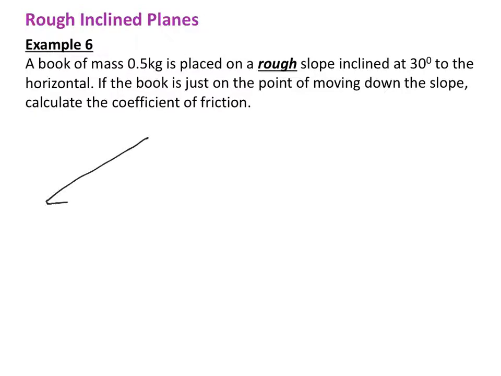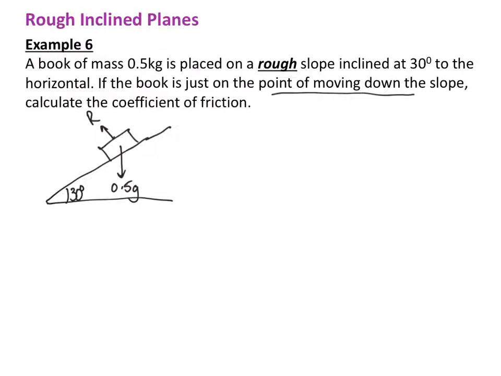So here's our slope. We know that it's at 30 degrees, and we have our book on there, and that's 0.5 kilograms. So the weight of that is going to be 0.5g. I know that there's going to be a normal reaction, and I also know that there's friction involved. Now, we're told that it's on the point of moving down the slope, which means if it's going to be moving this way, then friction must be acting the other way.